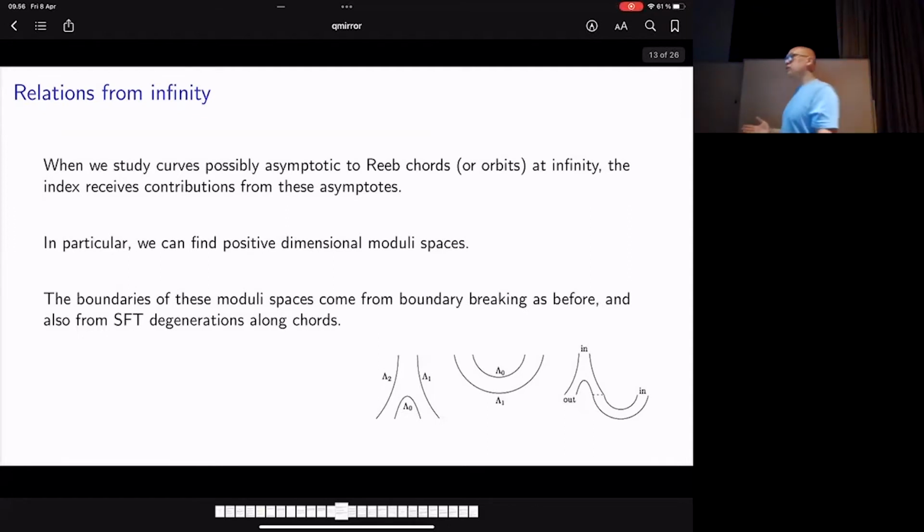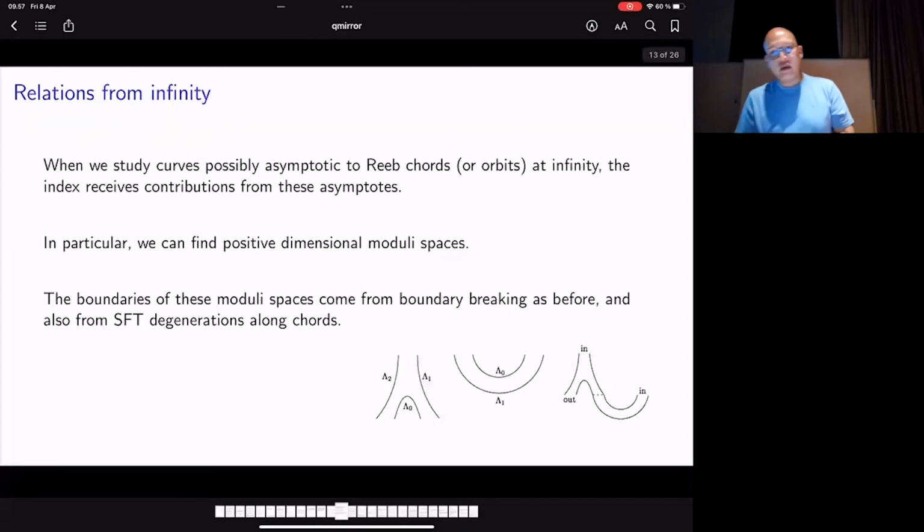And the reason I want to do this is that I want to find some positive dimensional moduli spaces. So in the Calabi-Yau setting, all moduli spaces of compact curves have dimension 0. But if you allow this kind of asymptotics at infinity, the index of the appropriate PDE has some contributions from this behavior at infinity, and so you can find positive dimensional moduli spaces.